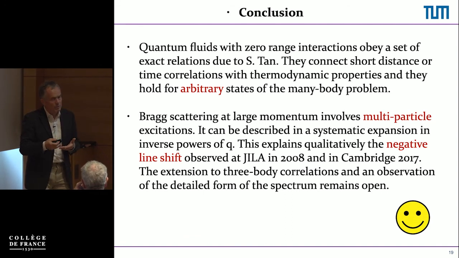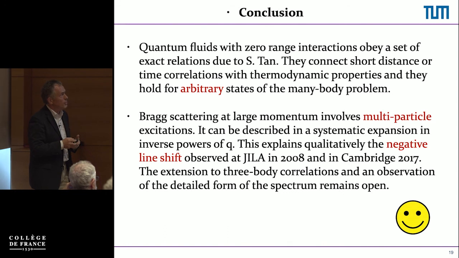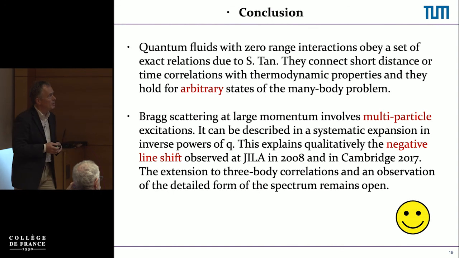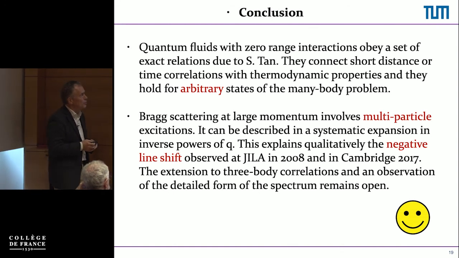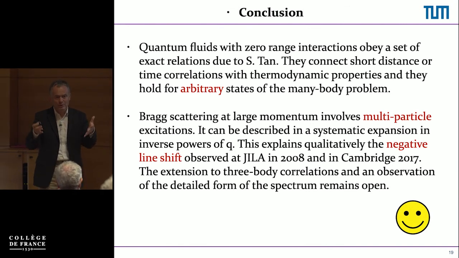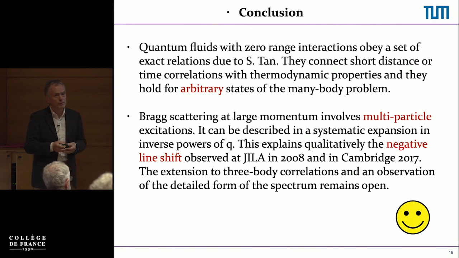that at high momentum, you cannot just use single particle excitations. Momentum is transferred to more particles. And there's a systematic expansion of this in powers of the inverse of the momentum, which roughly explains this negative line shift, which was observed a long time ago and more recently in Cambridge. But the extension to three-body correlations, and also seeing the whole spectrum, would of course be a challenge for the future, but a rather difficult challenge.